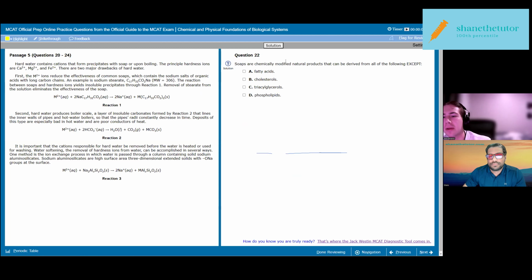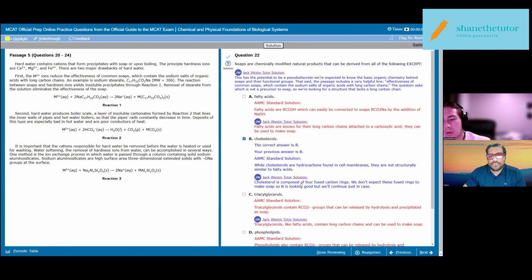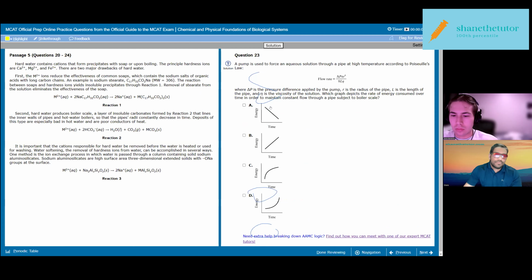Soaps are chemically modified natural products that can be derived from all of the following except phosphorus. They have a different structure. They have that four carbon ring, but we're really trying to answer the fact that soaps are from fats, and that's fat. This is a type of fat. Fatty acids are a part of fats as well.